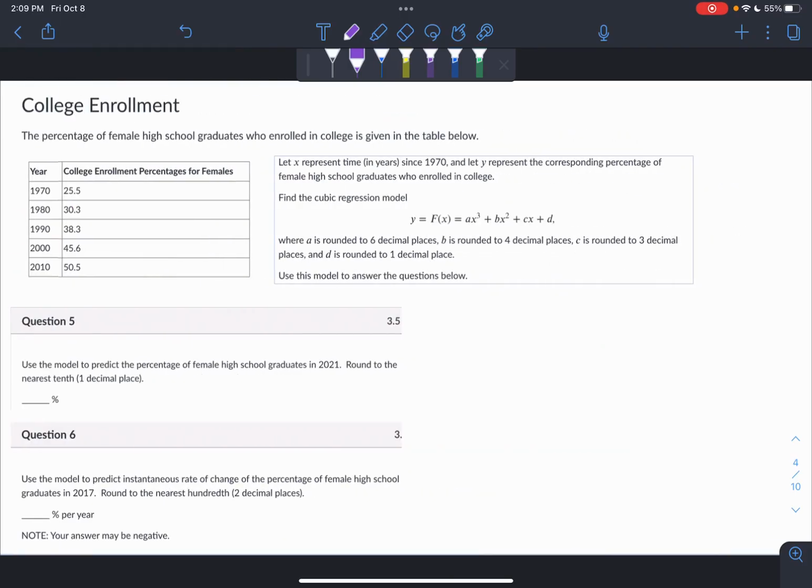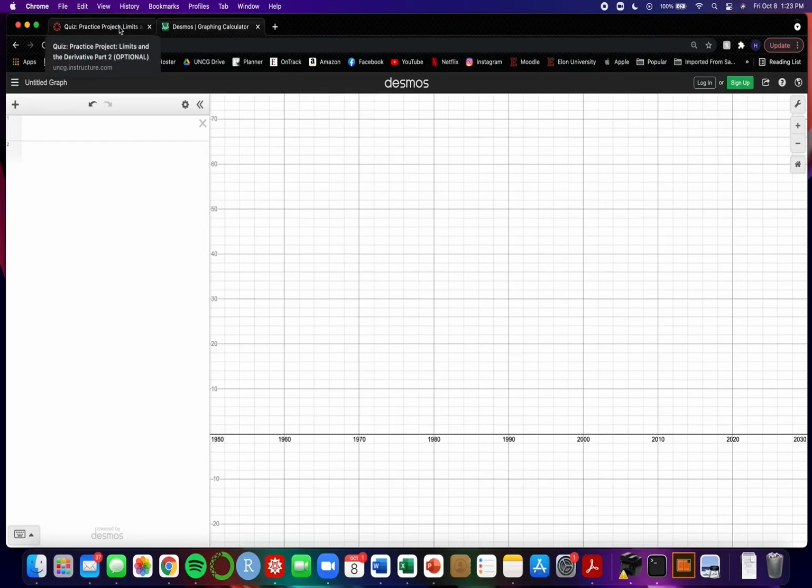Okay, so now we have a college enrollment question where we have years and the percentage for females. We want to build this cubic regression model shown here in order to answer questions 5 and 6. So I'll hop onto Desmos and show you that real quick. All right, so I'm going to show you how to do this in Desmos.